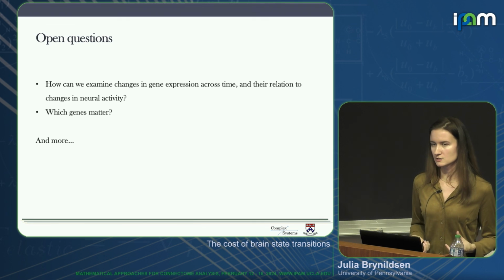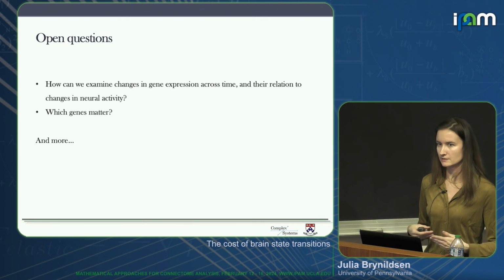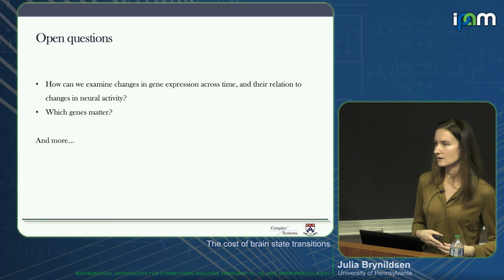And then also, which genes are important for us to include in the gene expression layer? Which genes do we think are important for influencing neural activity? So yeah, questions to think about moving forward.